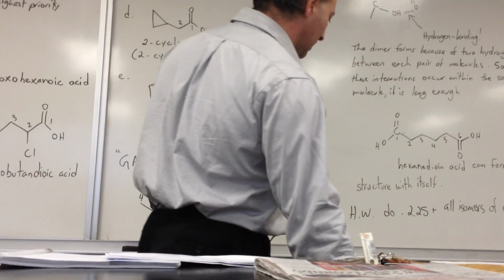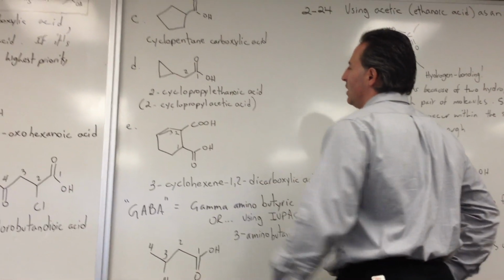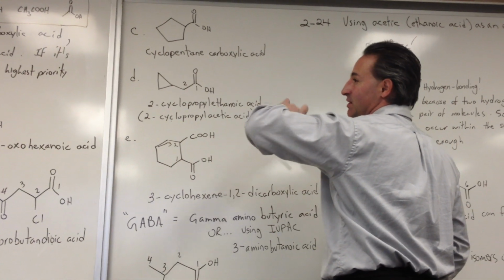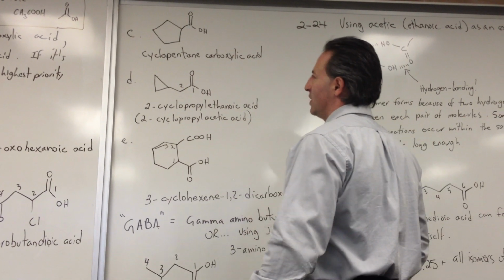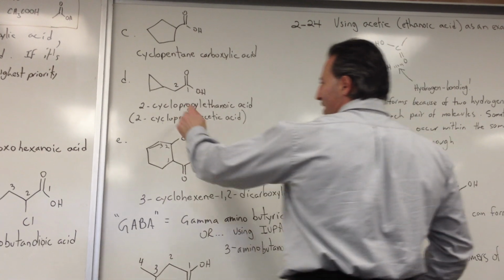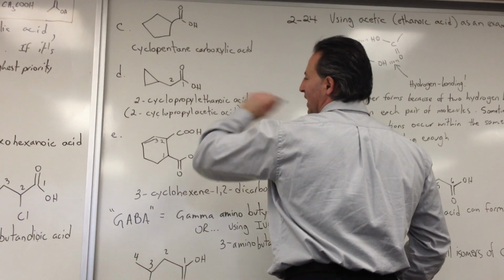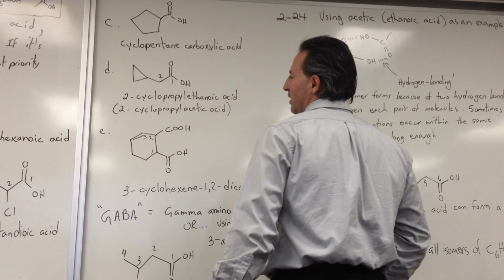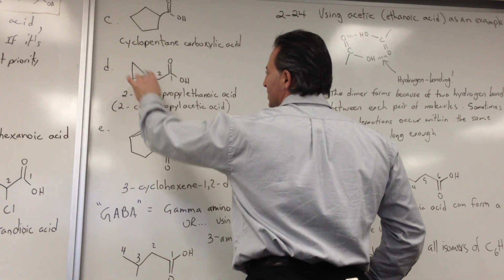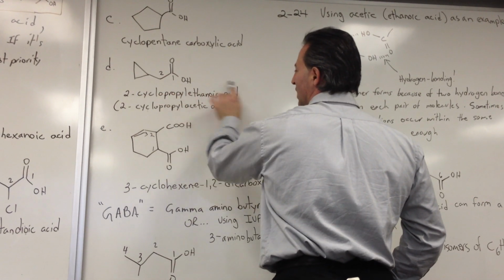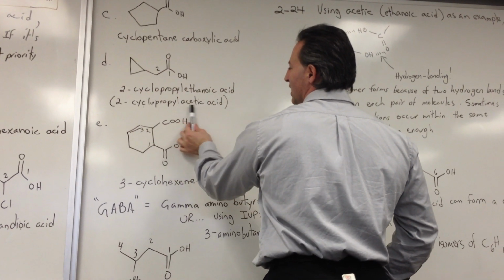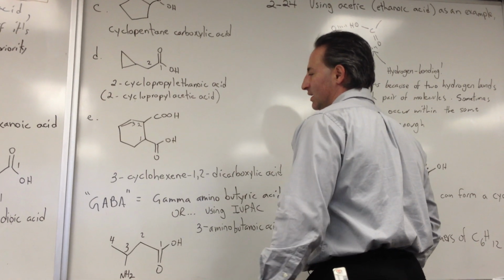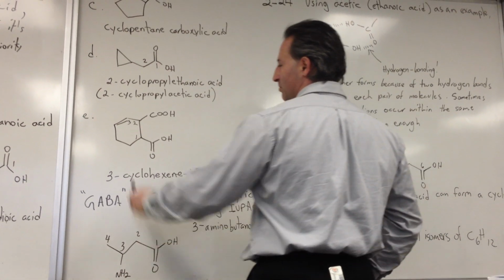C has a carboxylic acid on the cyclopentane ring. So 3 separate words: cyclopentane, carboxylic acid. Whenever you have a carboxylic acid on a ring, you use this technique to name it. This one, you'd be tempted to call it cyclopropane carboxylic acid, but there's an intervening carbon there, so we're going to name it as a substituted ethanoic acid. So it's 2-cyclopropyl ethanoic acid. Ethanoic acid also has a trivial name. It's acetic acid. That's the more common usage. So you could also call it 2-cyclopropyl acetic acid.